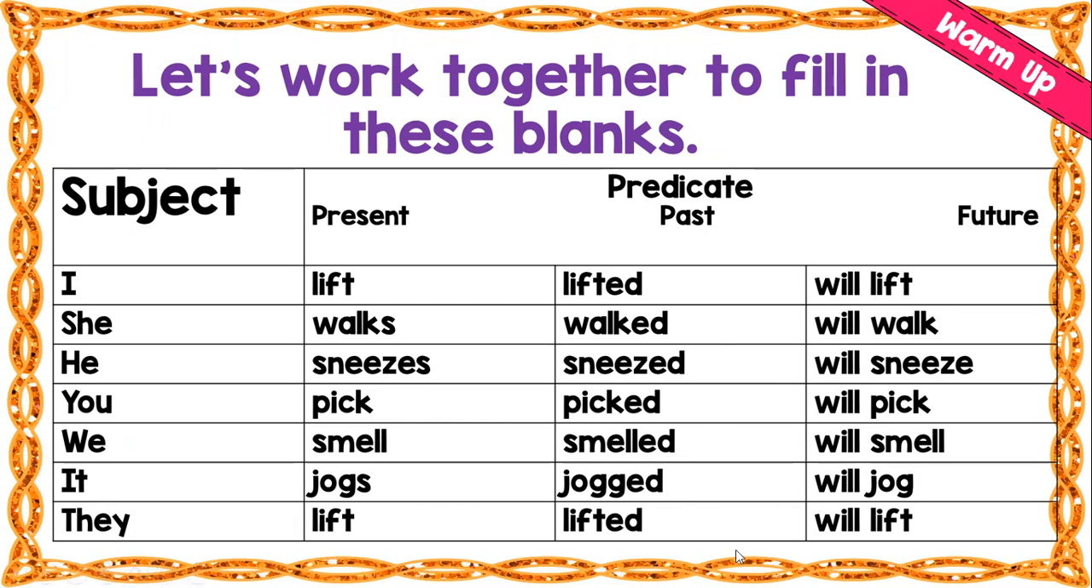And then adding the word will to your verb means that it is future tense. So it has not happened, but it's going to happen in the future. We'll lift, we'll walk, we'll sneeze. These are things that have not happened that are going to happen in the future.